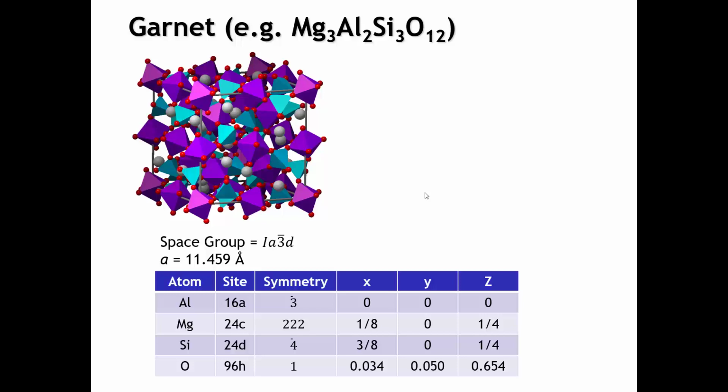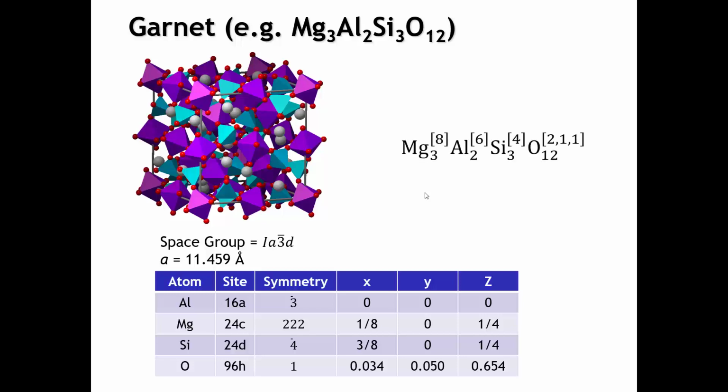There are now 160 atoms in the unit cell, but amazingly, each atom goes onto a single Wyckoff site. So that means that all of the silicons are crystallographically and chemically equivalent. And we can say the same for aluminum, for magnesium, and for oxygen. So once again, here we obey Pauling's rule of parsimony.